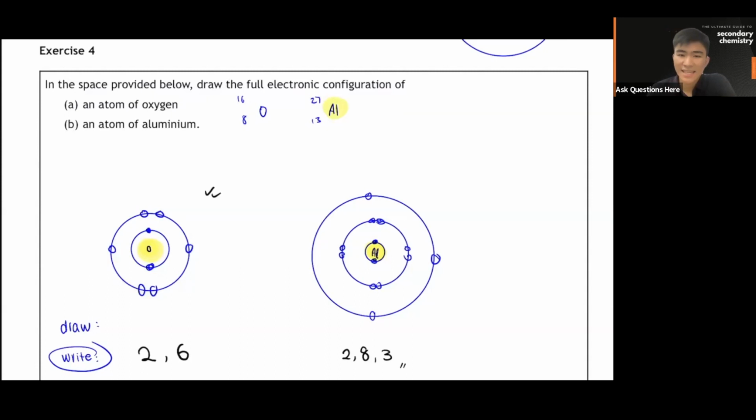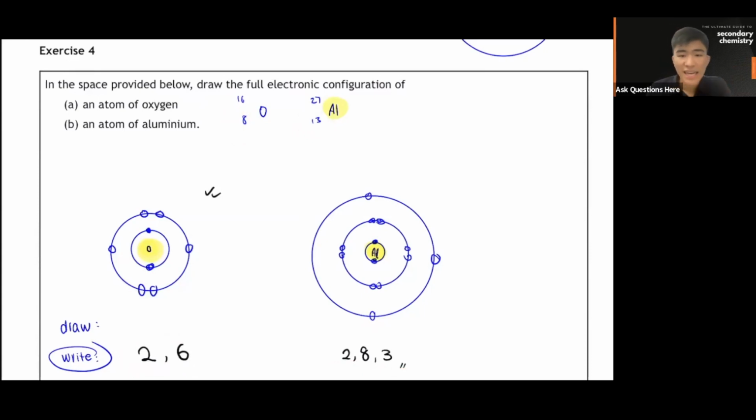Now, this is an excellent way for you to double check your answer as well. Because you can see over here that the written configuration is very easy for you to see the total number of electrons, whether you drew it correctly or not. 2 plus 6 give you 8. Right? 2 plus 8 plus 3 give you 13. Very easy for you to check.